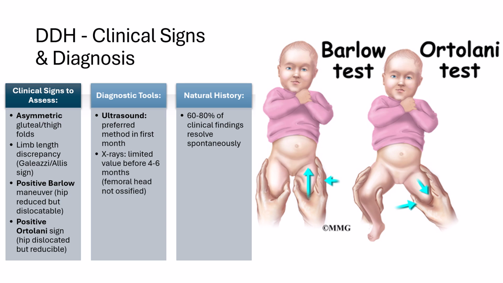Clinical assessment focuses on 4 key findings: asymmetric skin folds, limb length discrepancy, and 2 critical maneuvers. Barlow tests if a stable hip can be dislocated, while Ortolani tests if a dislocated hip can be reduced. Ultrasound is the diagnostic gold standard in the first month, as X-rays are unreliable before femoral head ossification. Importantly, 60 to 80% of clinical findings resolve without intervention.